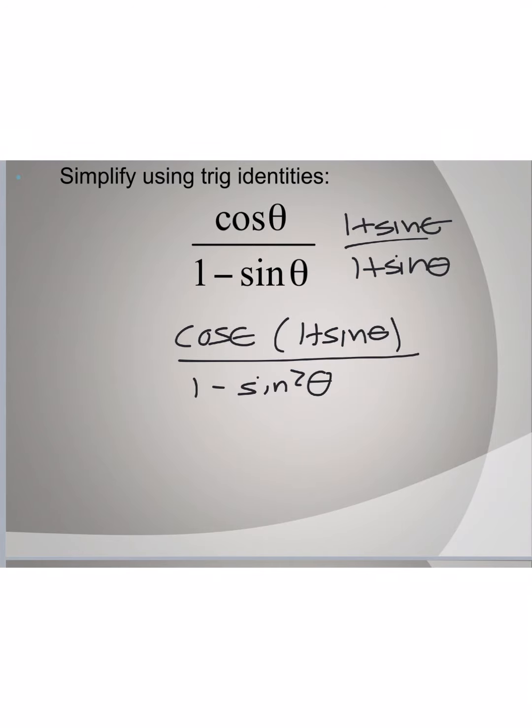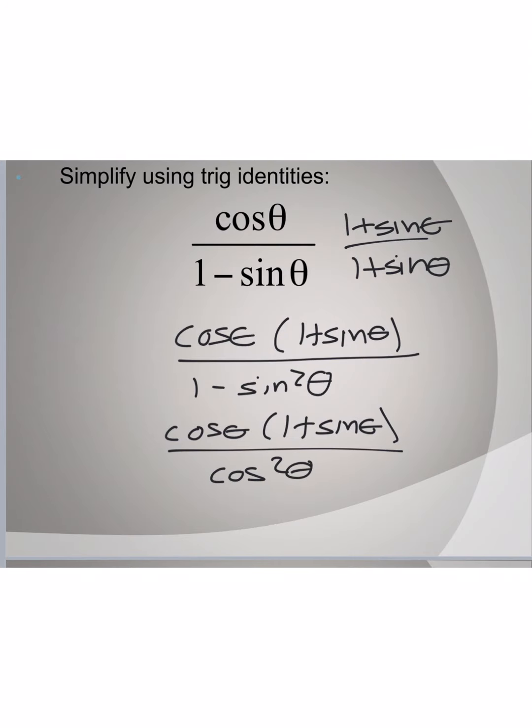Going back to our Pythagorean identities, 1 minus sine squared is the same as cosine squared. So I can rewrite this as cosine of theta times 1 plus sine of theta over cosine squared. And now I can go ahead and cross cancel. My cosine with my exponent is going to cancel, so I only have a single cosine in my denominator. And my final statement is going to be 1 plus sine of theta over cosine of theta.